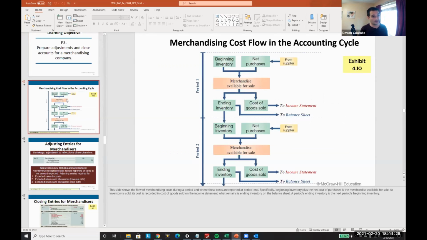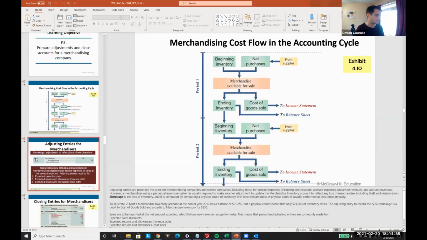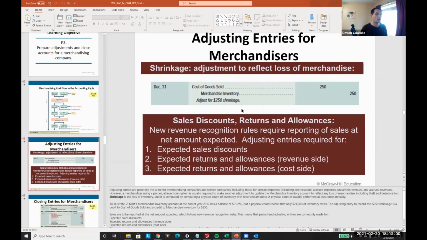This looks more confusing than it is, right? The whole concept here is, hey, we buy stuff. We have stuff at the beginning. We buy it. That's what we have available for sale. Whatever is left in our ending stays on our balance sheet. That's in our inventory account. And then whatever we sold goes to our cost of goods sold, which is on our income statement. And then our ending inventory is always going to be the next period's beginning inventory, right? And so on and so forth. This goes on in perpetuity. So at the end of every period, we might have to do adjusting entries.